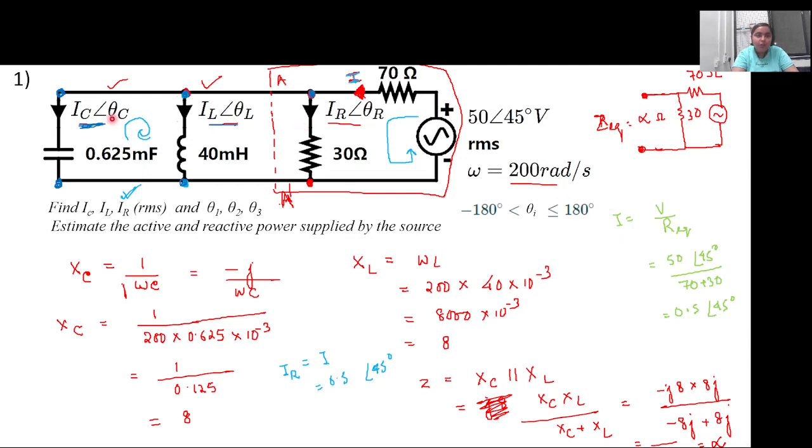Now how do you go and calculate IC and IL? The only thing we can extract from this circuit is that the node voltage across A and A dash will be similar to the node voltage across this inductor and the capacitor. So once we know the node voltage, we can calculate the branch reactances and we can calculate IL and IC, right?